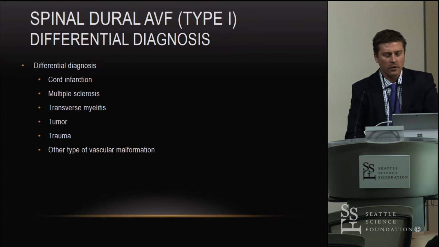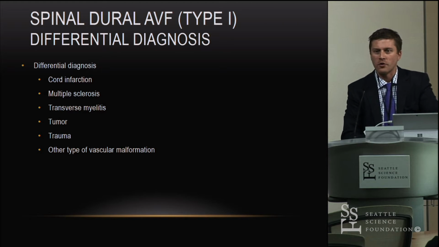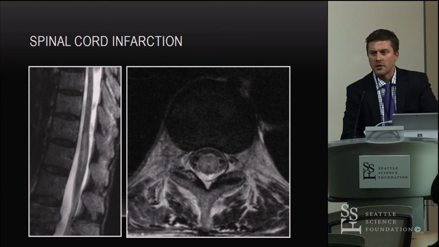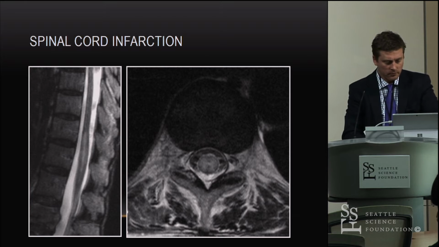The differential diagnosis: cord infarction, MS, transverse myelitis, all those other nasty sort of neurological diseases that we don't typically see. And here's an example of spinal cord infarct. It looks pretty similar with the T2 changes.